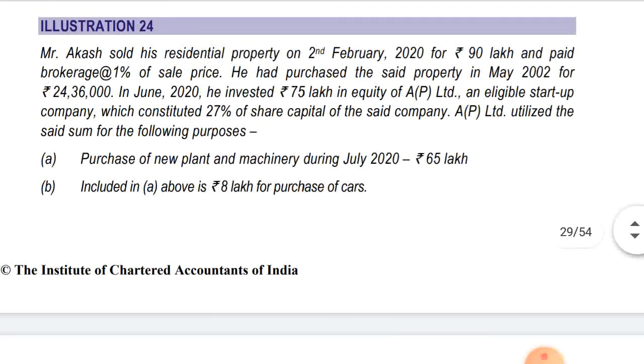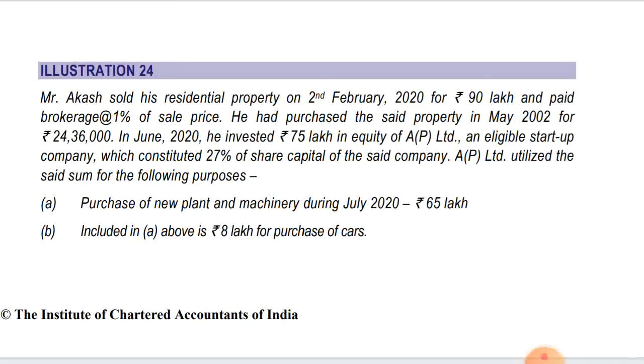Now moving to illustration number 24. Mr. Akash sold his residential property on 2nd February 2020 for 90 lakhs and paid a brokerage at the rate of 1% of sale. He had purchased the said property in May 2002 for 24,36,000. In June 2020, he invested 75 lakhs in equity of AP Limited, an eligible startup company, which constitutes 27% of the share capital of the said company.